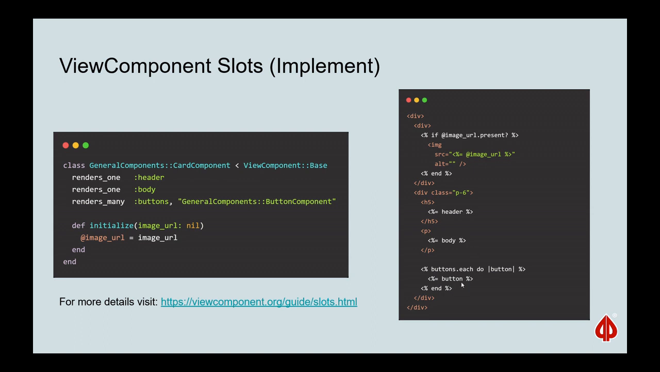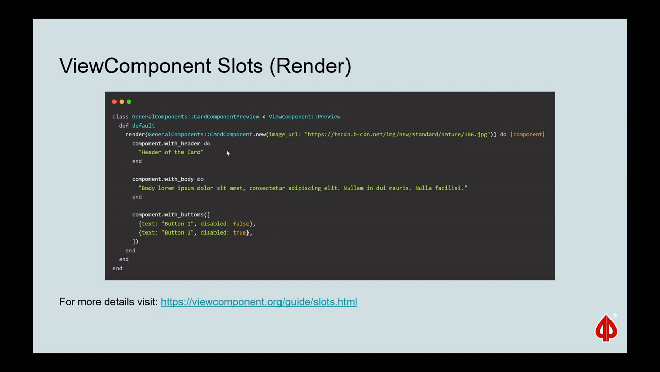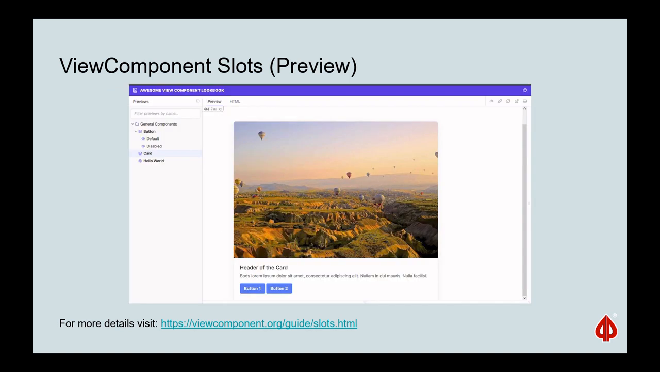So the component would be previewed like this. First, I need to create the component, and then pass the image URL, which is needed for initializing the class. Then it uses a builder design pattern. So with header, I pass the header text. You can pass even HTML or another component within this header. Also, you can pass the body, and with buttons, you can pass the number of buttons that you want. For example, button 1, button 2, disabled true, false, disabled true. And these are the parameters that you actually need to create the button. And finally, you can have this card.